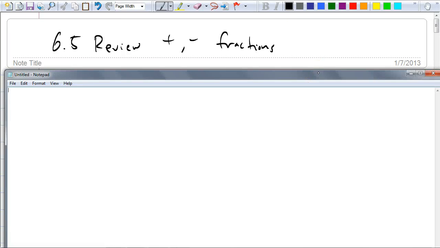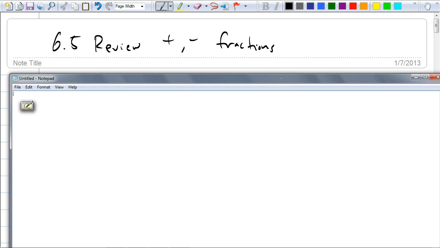All right, so today we're going to review section 6.5 so that you remember. It's been a couple weeks since we dealt with this. Okay, so first, whenever we add or subtract fractions, what is the first thing that we need in order to add and subtract fractions? Let me pick somebody at random.